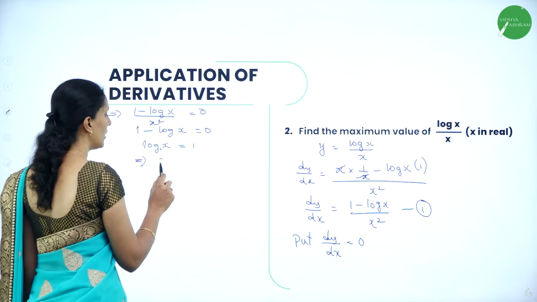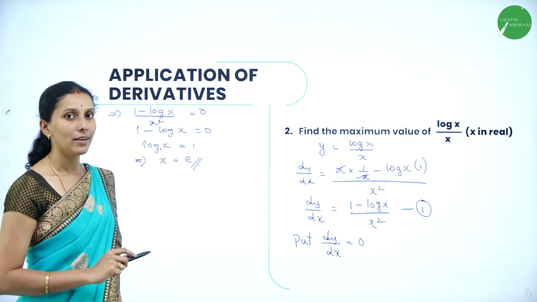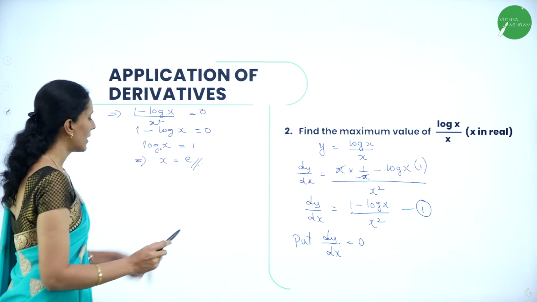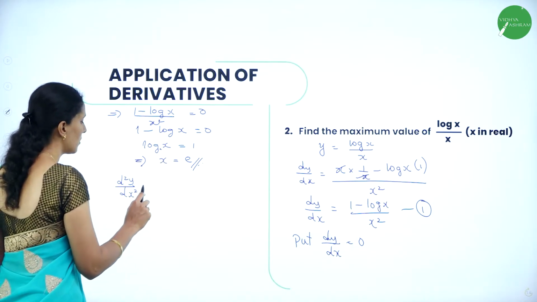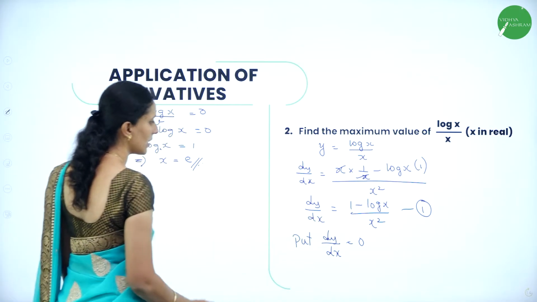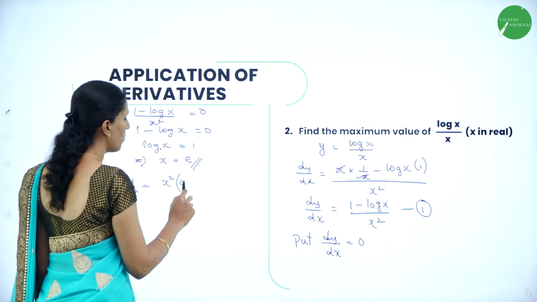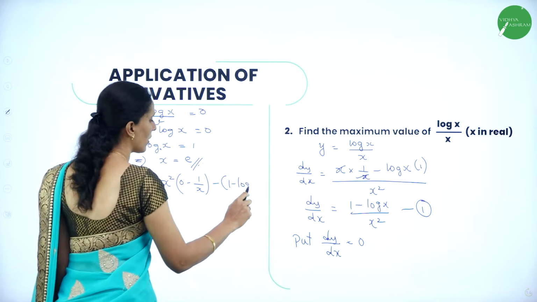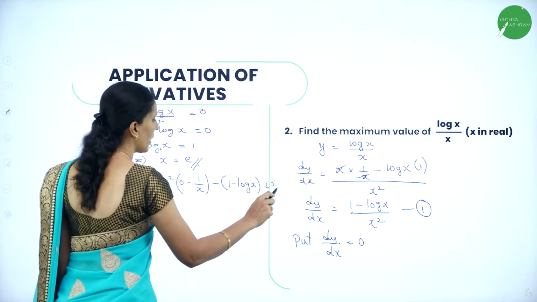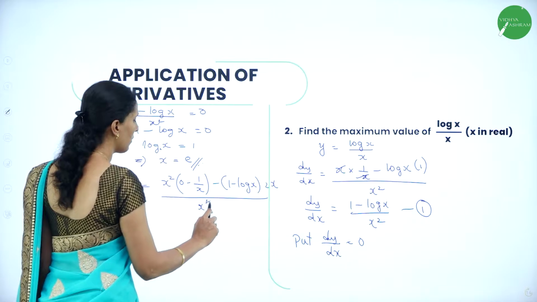So, when you shift here, x is equal to e. So, we have x is equal to e now. So, let's see d square y by dx square now. So, we have dy by dx now. Again, first function, again 0 minus 1 by x minus 1 minus log x into 2x divided by x square whole square becomes x power 4.